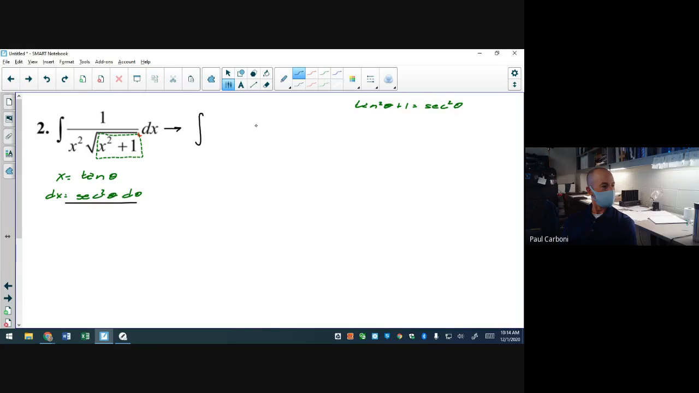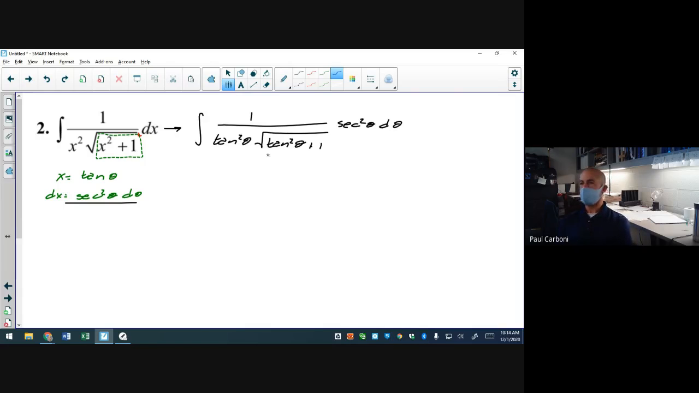All right. So we have 1 over tangent squared theta square root of tangent squared theta plus 1. And then my dx is going to turn into a secant squared theta d theta. All right, and we're taking advantage of that Pythagorean identity.